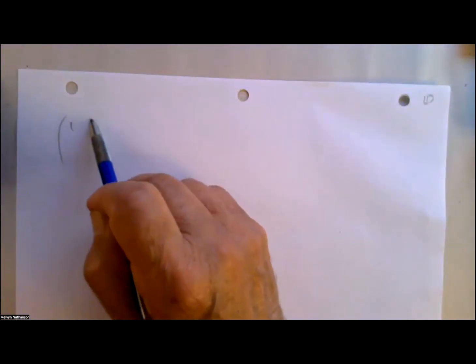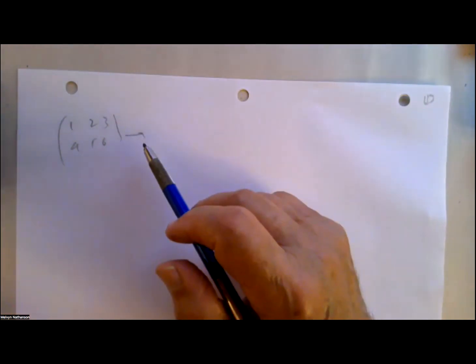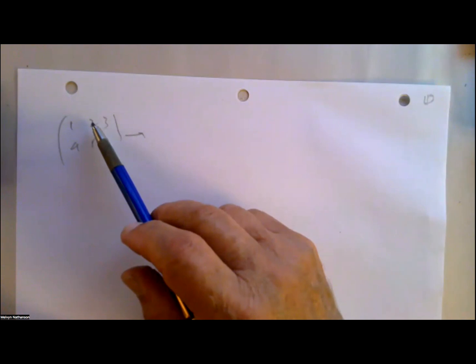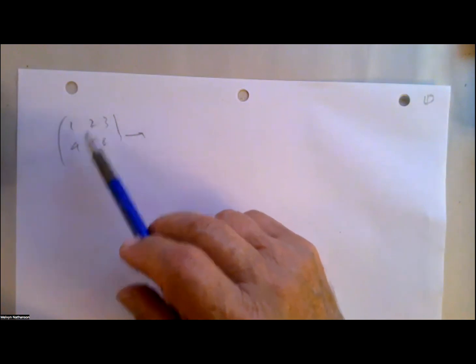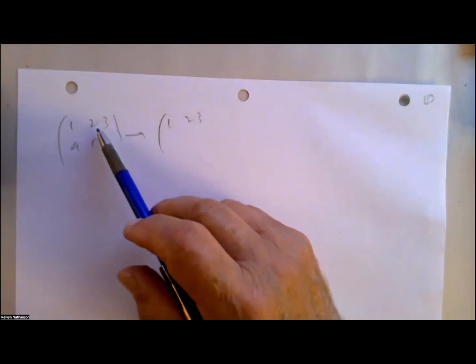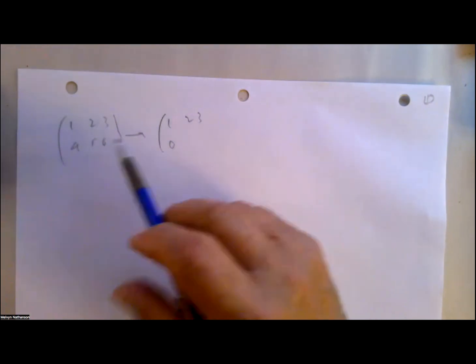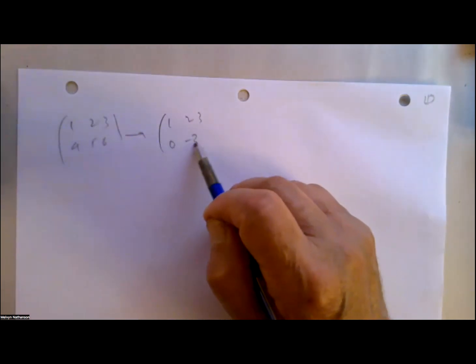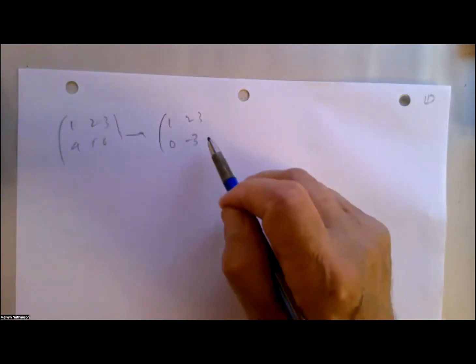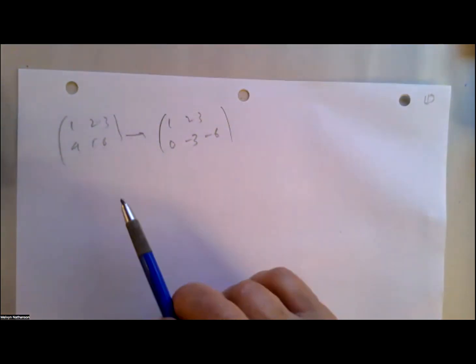So let's look at some more examples. Suppose I take the matrix 1, 2, 3, 4, 5, 6. I can add -4 times the first row to the second row. Or equivalently, I can take the second row and subtract 4 times the first row. So 4 minus 4 is 0. 5 minus 8 is -3. 6 minus 12 is -6. So these two matrices are equivalent.